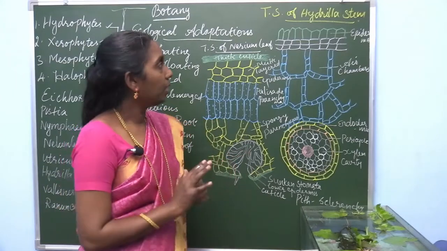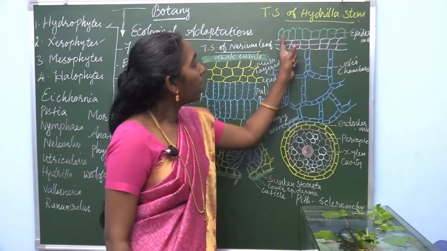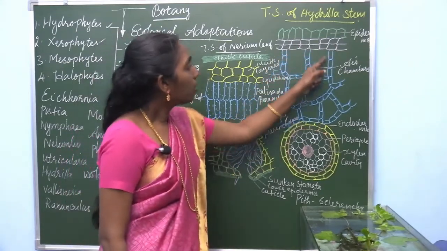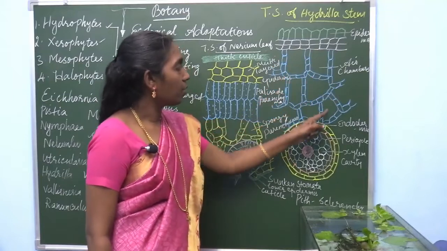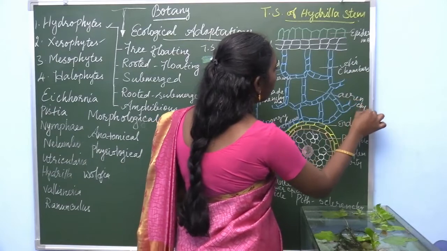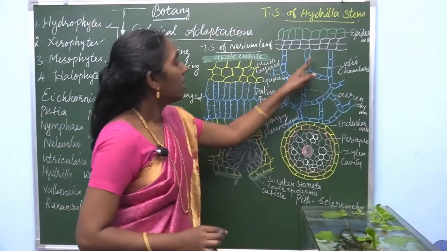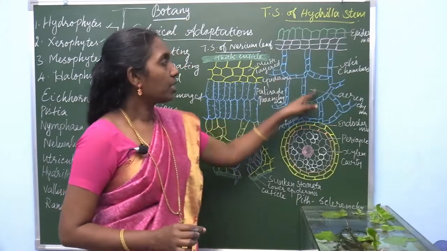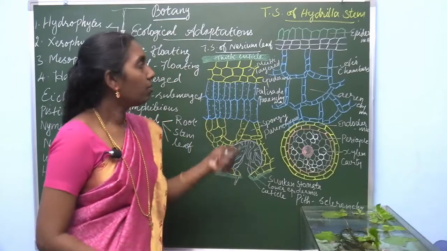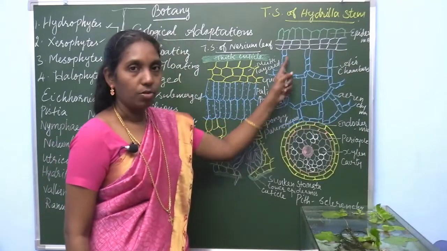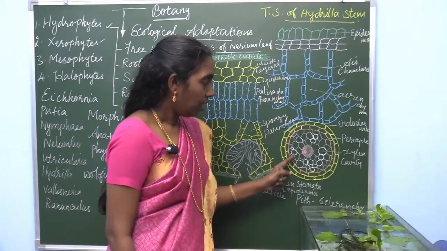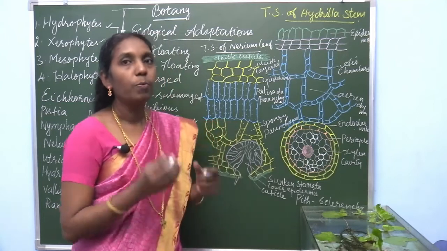Cuticle is absent, and the epidermis is made up of a single layer, and the cortex is made up of parenchyma cells. These cells are known as parenchyma cells. Here are the air chambers. Due to the presence of these air chambers, it gives buoyancy to freely float on the surface of water. So air chambers are one of the adaptations of this. And this is the endodermis and pericycle, and the vascular tissues are poorly developed.